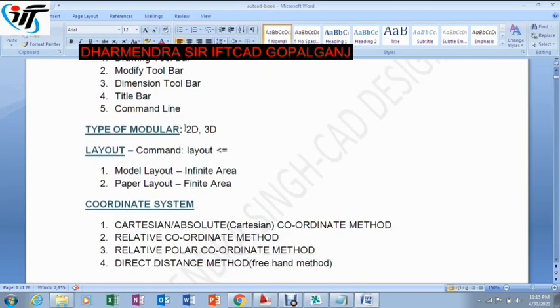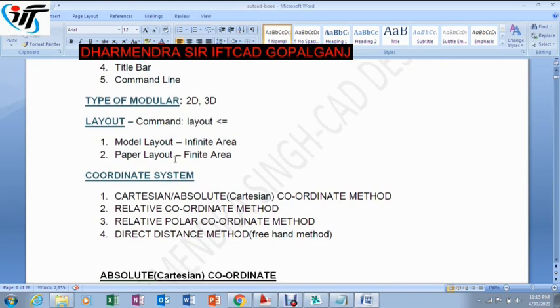We have two modeling types, 2D and 3D. 2D means x and y, 3D means x, y and z, where we need to put in volume. Then there are layouts: model layout and paper layout. In model layout the screen is black and the area is infinite. That means we can move the cursor from one side to another, but there will be no edge or bounding box. Paper layout is a fixed area where there is a bounding box and edges.